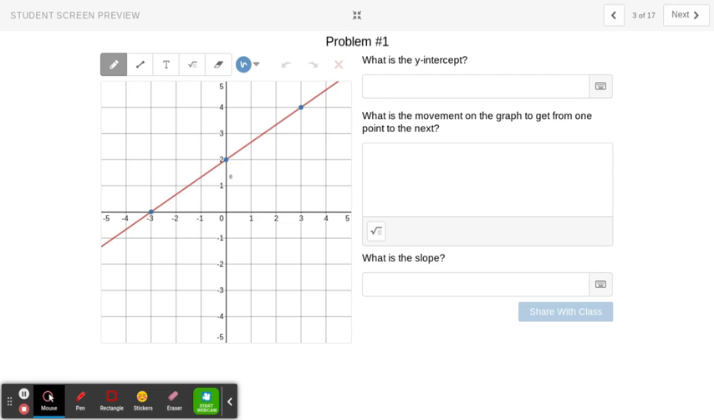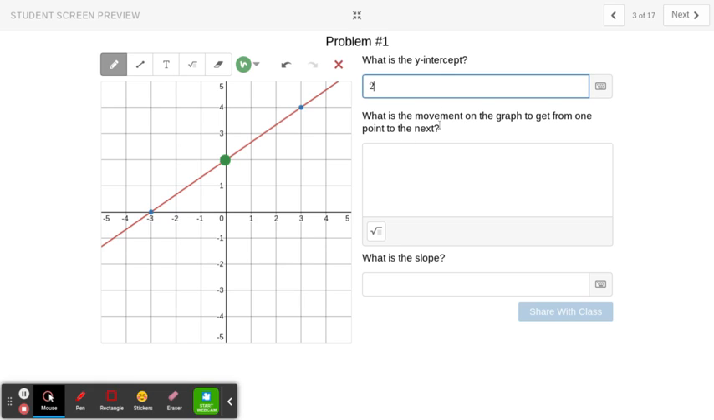Okay, so let's look at this graph, right? What is the y-intercept here? Well, what's cool about Desmos is I can actually draw on this thing, and my favorite color is green. So my y-intercept is where we pass through the y-axis. Well, that's right here, and that number is 2. So my answer is 2.